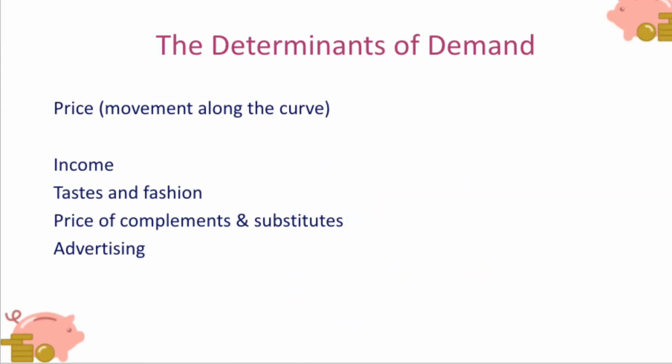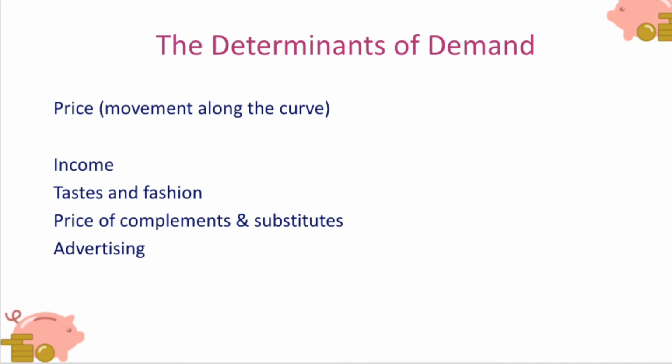We'll move on to the determinants of demand now. These are the things that can cause the level of demand to change. First of all, we've dealt with, or we will deal with, price. When the price changes, that causes us to move along the demand curve, causing either an extension or a contraction in demand. Remember, if the price goes up, there'll be a contraction, and if the price goes down, there will be an extension because of this negative correlation.